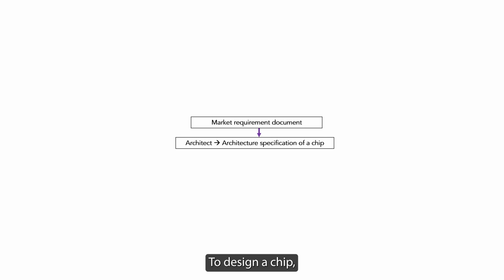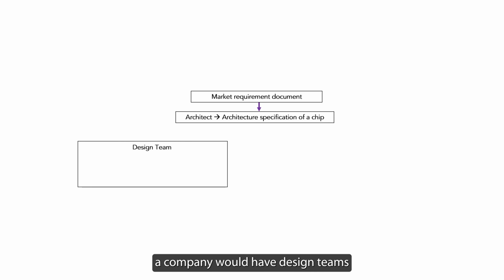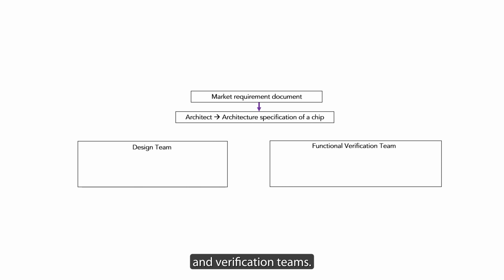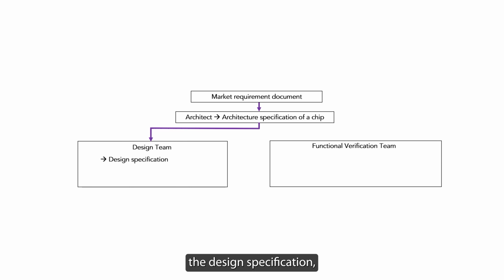To design a chip, a company would have design teams and verification teams. The design team uses the architecture specification of the chip to prepare the design specification and to write a set of RTL files. This means that they write down code in a hardware description language that completely captures the functionality of the chip. We will look at RTL in detail in the coming videos.